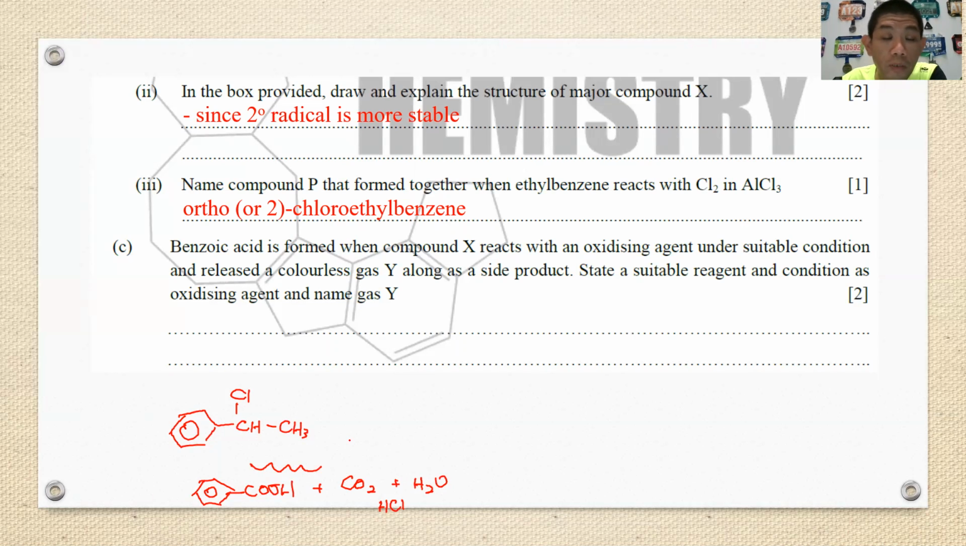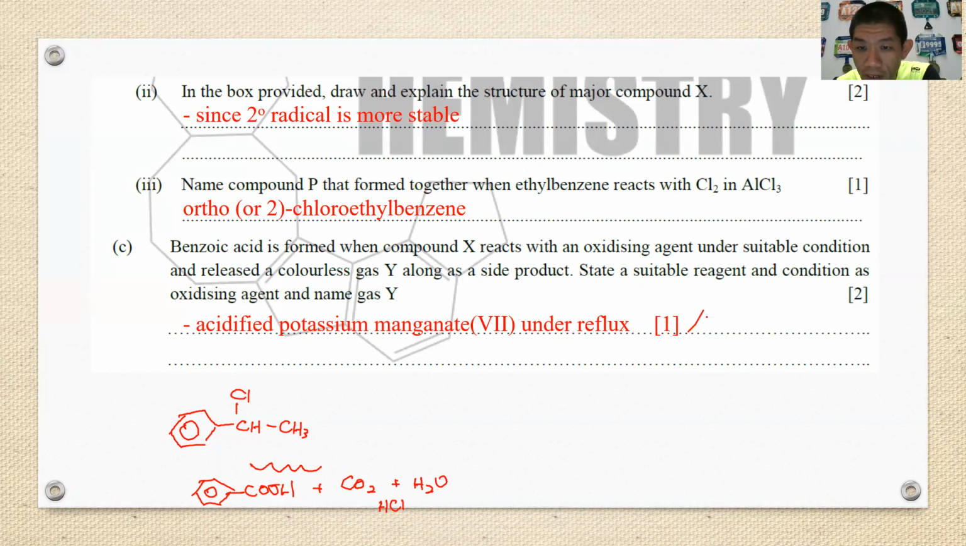So the most important part in these reactions is that when it is a benzylic carbon, it can undergo oxidation and form benzoic acid. That is how you should be able to write the reaction. So our reagent and condition is acidified potassium manganate under reflux. The question says state, so in other words, you can also write a formula: KMnO4 / H plus under reflux, also can, no problem. And then definitely gas Y is carbon dioxide gas. Okay, so we are looking for a gas, and carbon dioxide is the gas. So that is for question number 1.